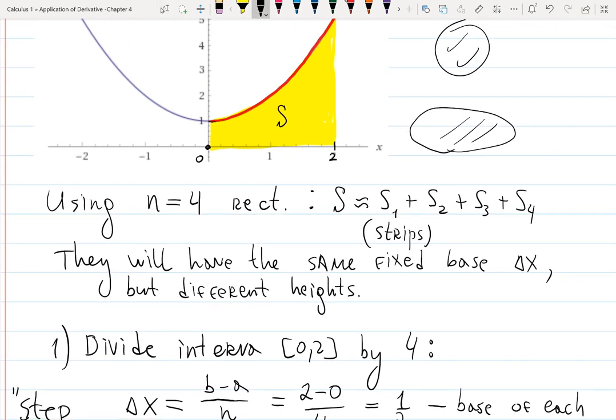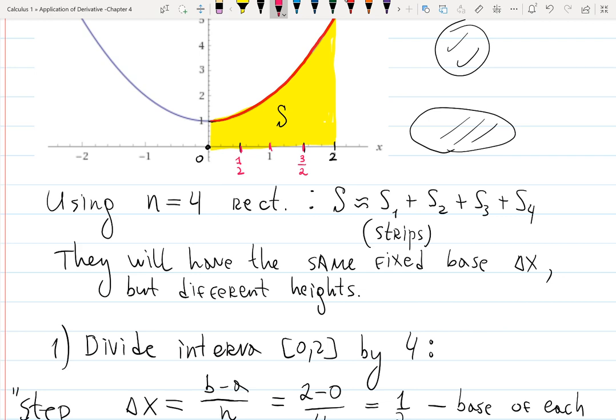So 1/2 means we need to divide this interval by 2 and this interval by 2, and we're going to have 4 intervals, 1/2 over here, and then one more 1/2, one more 1/2, and so on. There's going to be 3/2, or 1.5, and then 2.